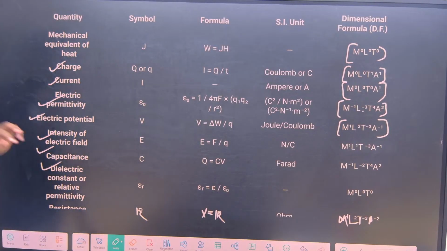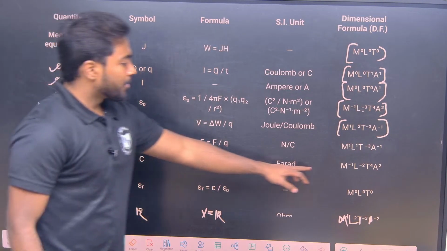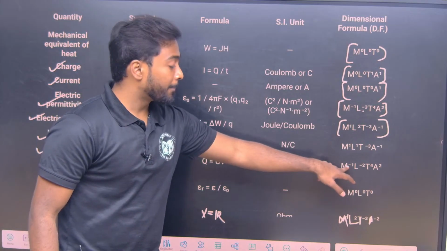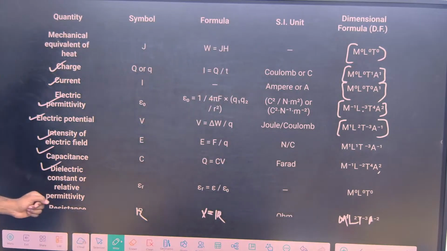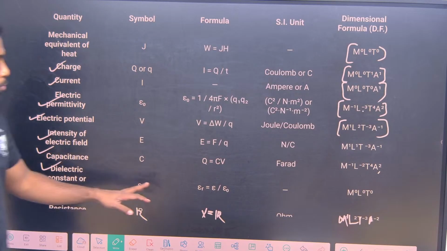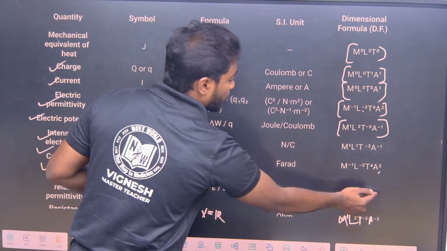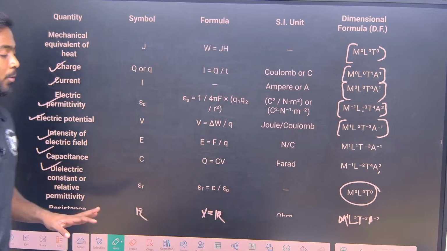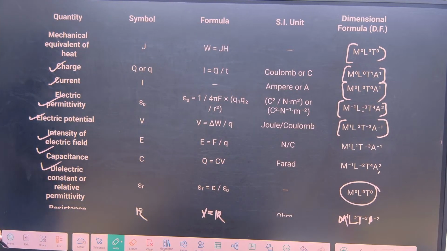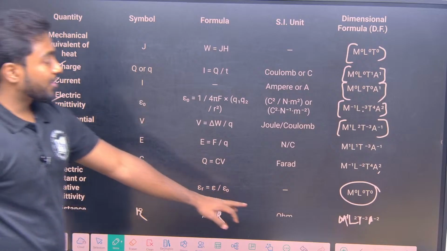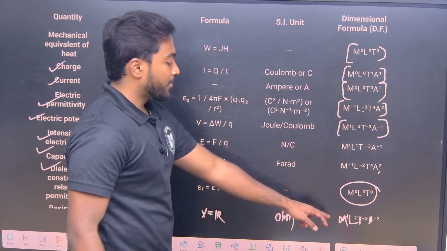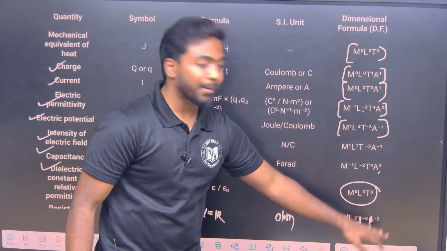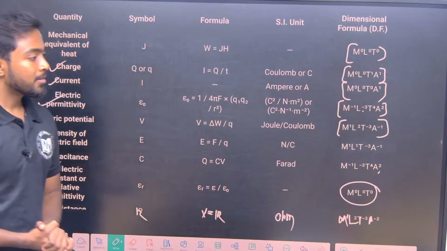Then capacitance is farad: M power minus 1, L power minus 2, T power 4, A power 2. Then dielectric constant or relative permittivity. There is no SI unit for this, so the dimensional formula is M power 0, L power 0 and T power 0. Next is resistance, the SI unit is ohms, so M power 1, L power 2, T power minus 3 and A power minus 2 is the dimensional formula. So you can take a note of this.